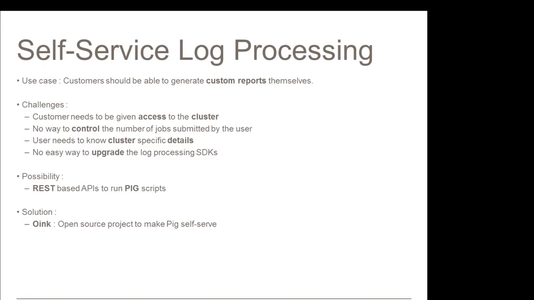Another thing is that you cannot control the number of jobs being submitted by the different users, right? So if you want to control how many jobs can be submitted by a user, or what the rate limit is, and all those things. Those are some of the limitations existing with respect to current Apache Pig.